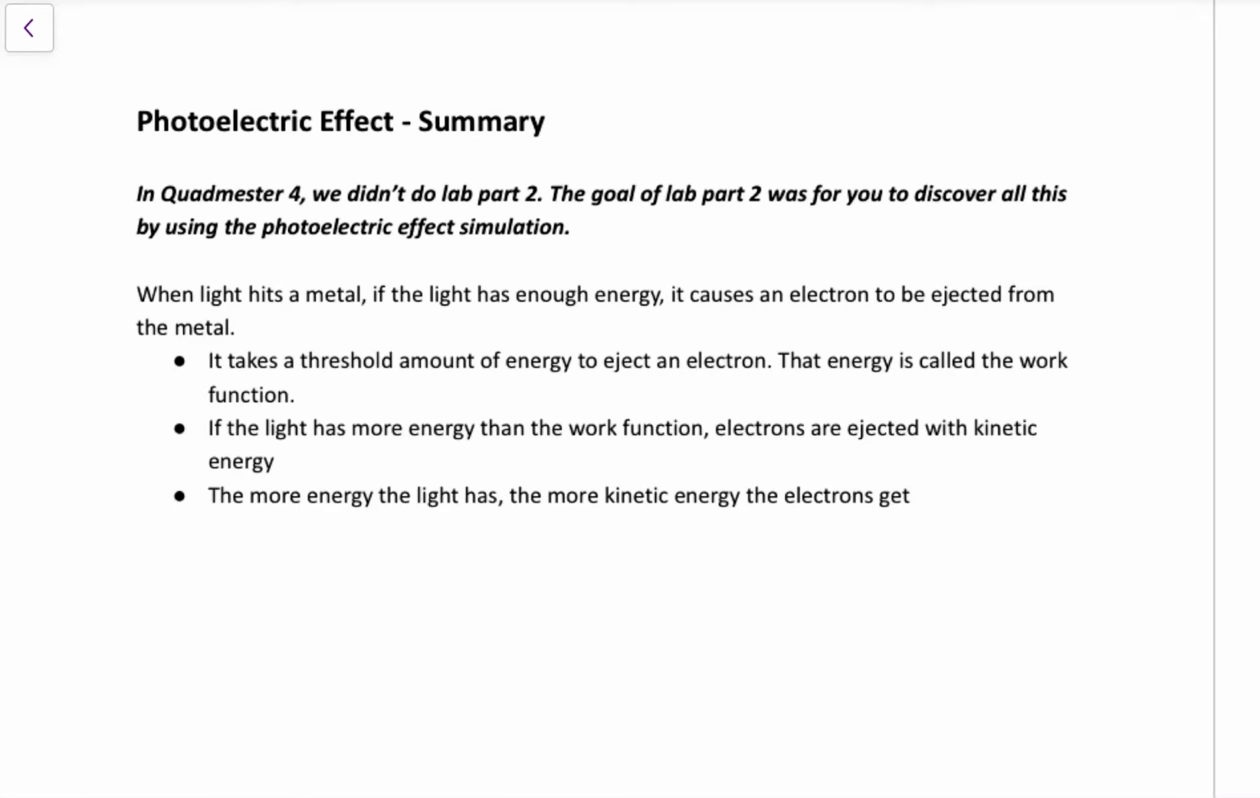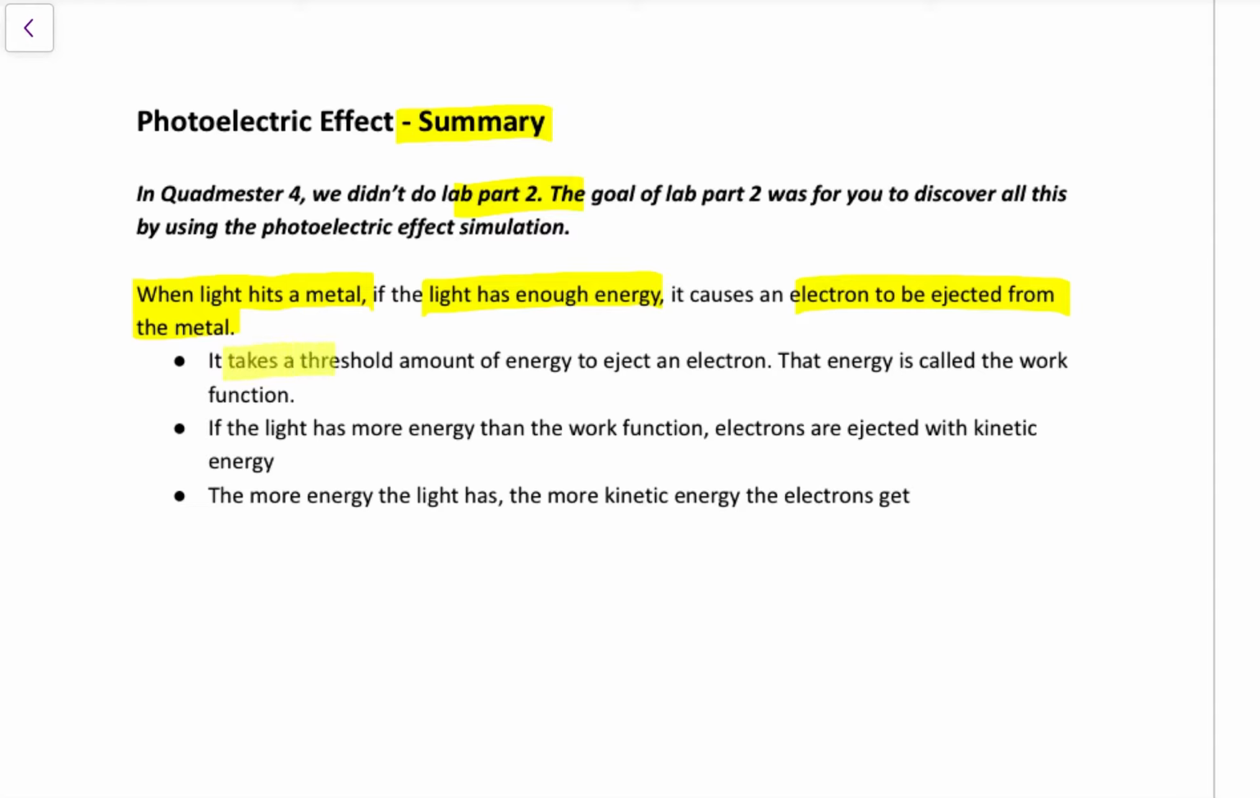Here's the outcome or the summary of the photoelectric effect, what hopefully you figured out by playing around with the simulation. We didn't do part 2 of the lab, but all this was outlined in part 2 if you work through the lab. What we know is when light hits the metal, if the light has enough energy, then an electron is ejected from that metal.